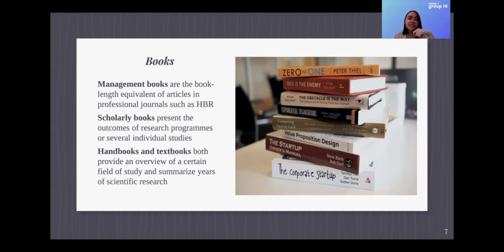Scholarly books present the outcome of a research program or several individual studies. Frequently, part of the results of such a research program has already been published in scholarly journals. Handbooks and textbooks both provide an overview of a certain field of study and summarize years of scientific research, whereas textbooks are usually written for students and guide newcomers into a subject. Handbooks usually do not have this educational orientation. Textbooks and handbooks are an excellent starting point in the quest for useful literature. Unfortunately, it often takes many years before handbooks and textbooks about a new field of study are published.